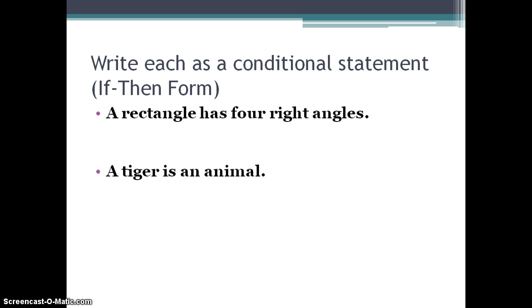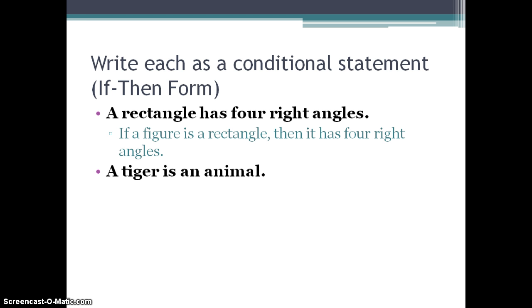Now I'm going to give you a couple of statements and you have to write them in if-then form. So the first statement says a rectangle has 4 right angles. We are going to write this as if a figure is a rectangle, then it has 4 right angles. So you have to make a hypothesis and a conclusion out of that statement.